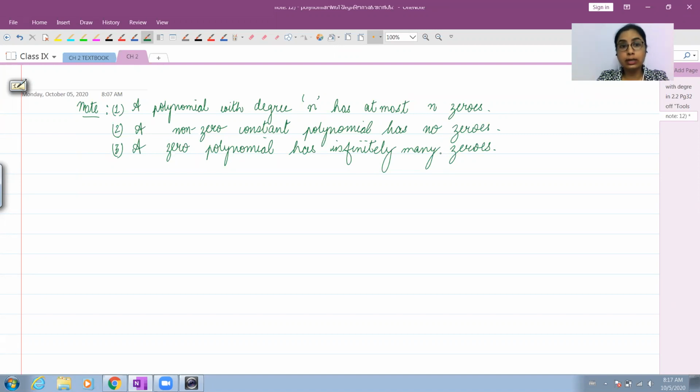Similarly, if you have a cubic polynomial, it will have at the most three zeros. Maximum उसकी तीन zeros होंगी, तीन से ज़्यादा नहीं होंगी.